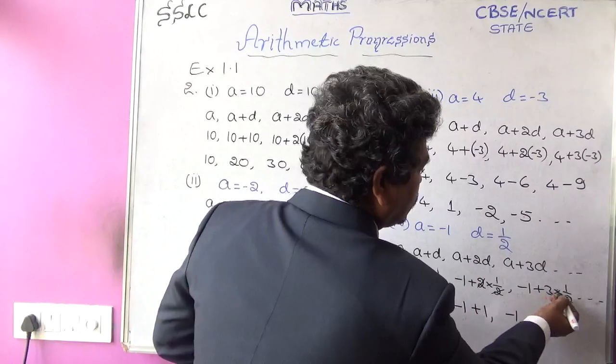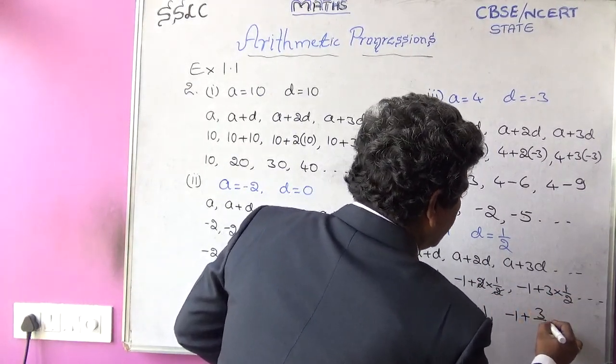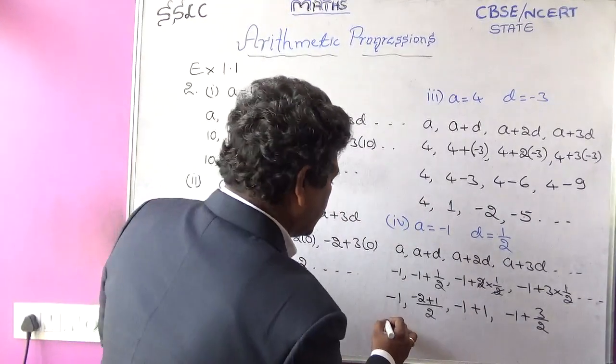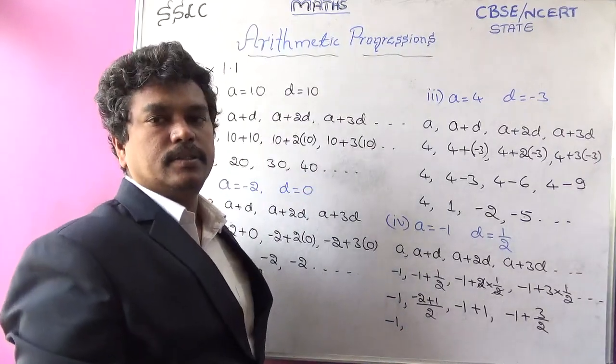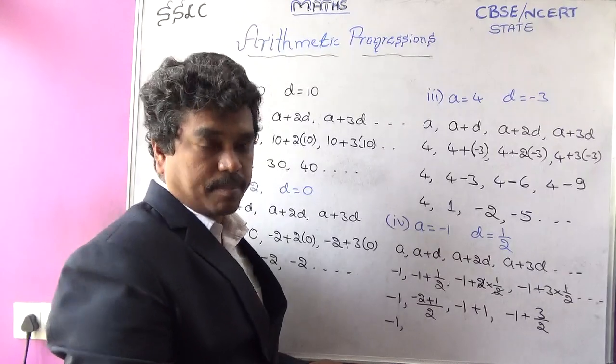You have to multiply 3 to the numerator only. So that becomes plus 3 ones are 3 divided by 2. So now we write this is of -1. So then we write this is of -2 plus 1. We have to subtract that one.